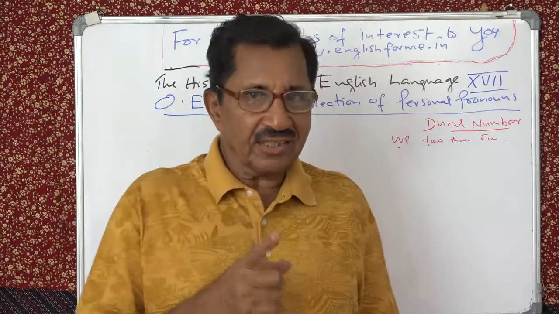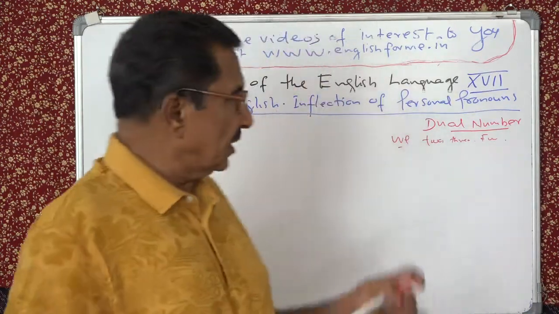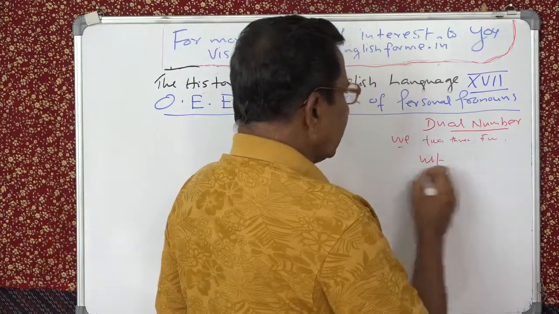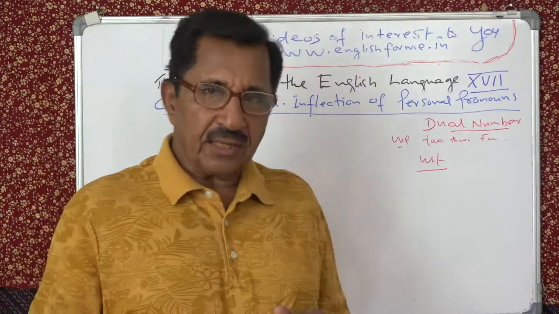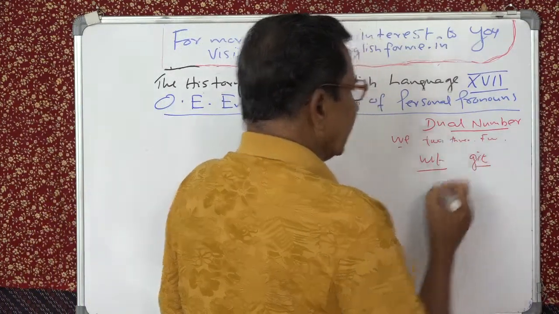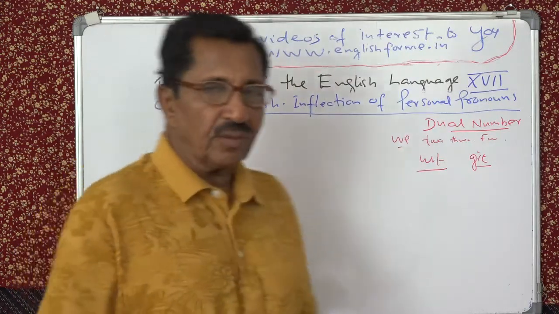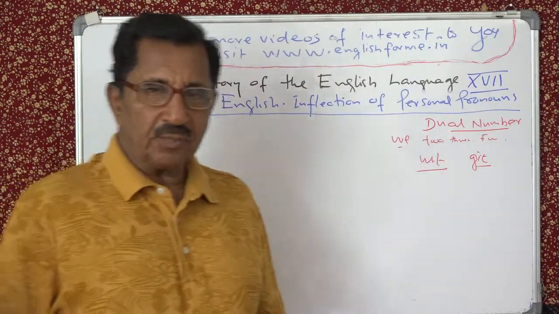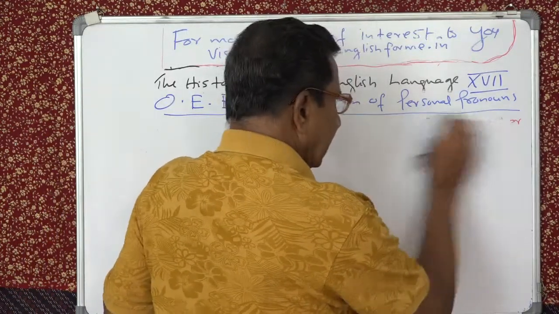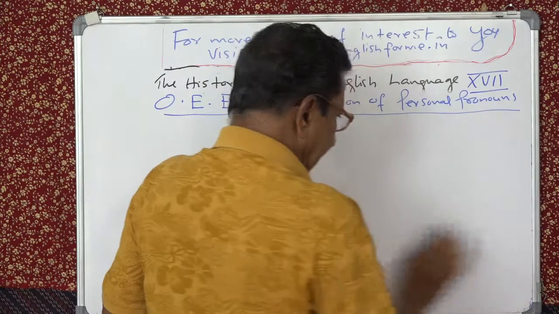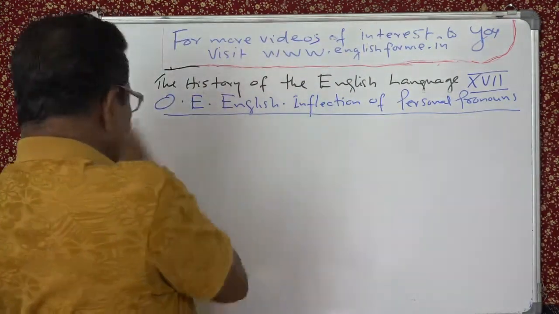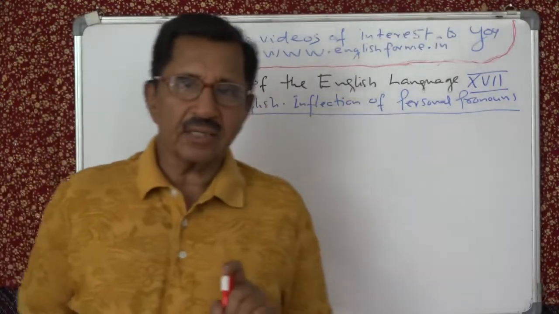But in Old English, if there are two persons, they would say wit. That is the word that is used, wit, for two persons, first person, dual. Second person, dual, that's git, G-I-T, git. So that is a major difference, or the main difference between Old English pronouns and modern English pronouns. Otherwise, inflection as such is kept intact in modern English also. Not much difference at all, except this number, that is dual number.